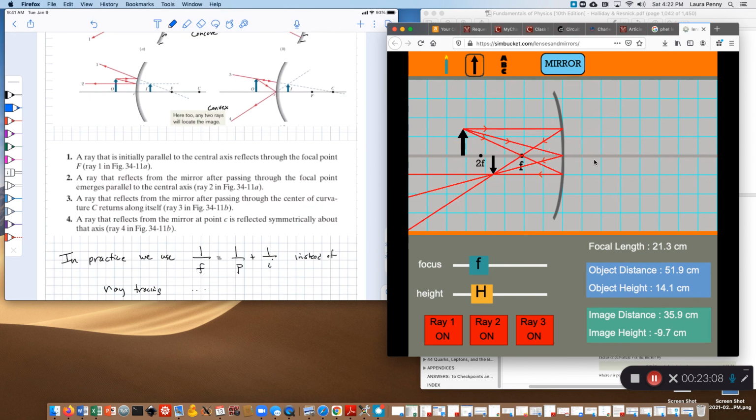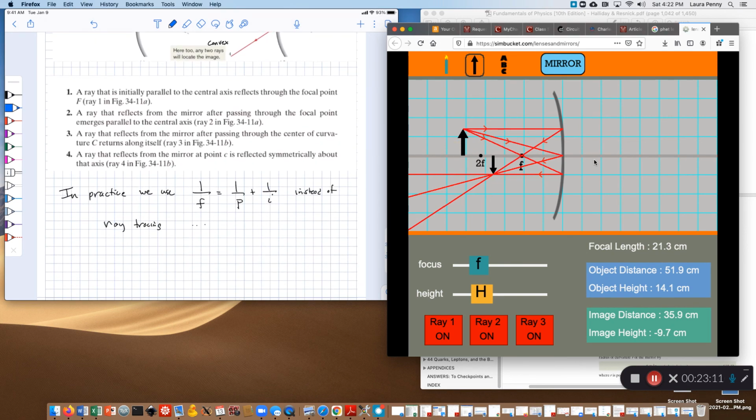Again, we're not going to do any ray tracing. For us, we're pretty much always just going to use our mathematical equations to determine our image distances or object distances or magnification. So again, we'll use these equations instead of doing ray tracing.